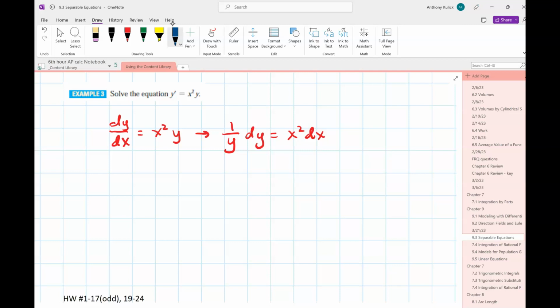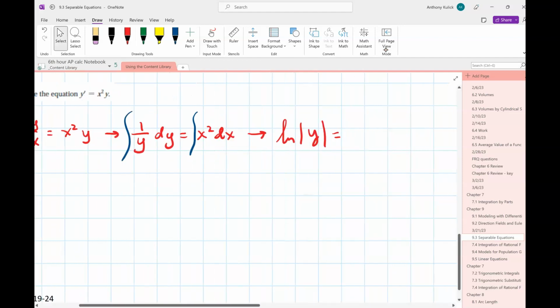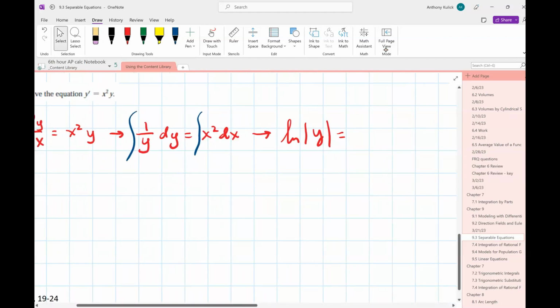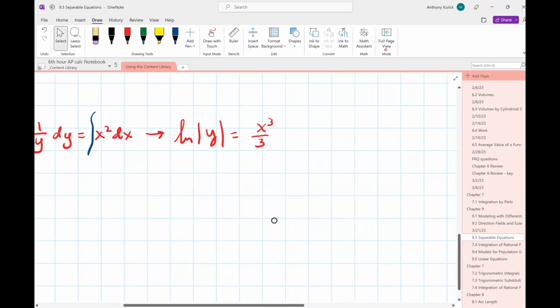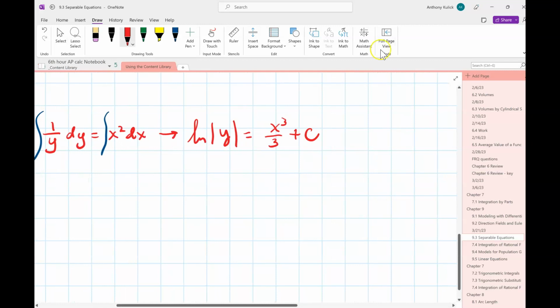Everybody feel so far so good? Integrate both sides. What's the antiderivative of 1 over y? Close. Natural log of absolute value y. I get you guys with that all the time. And the antiderivative of x squared is x cubed over 3. Okay. And I'll put the plus c over here.